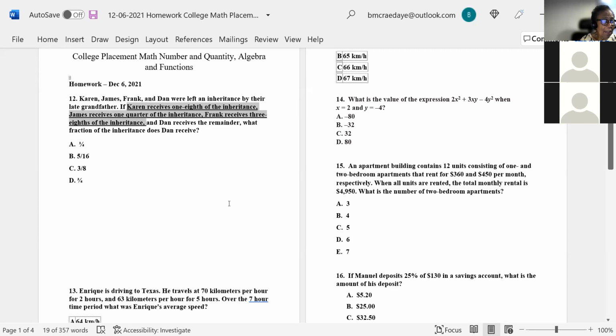Yeah, and you get 3/3. You get what? 3/3. How are you getting 3/3? Okay. I add 1/8 plus 1/4. No, remember you can't add fractions unless the denominators are the same. Oh, I see. So you've got to make them all the same denominators, right?